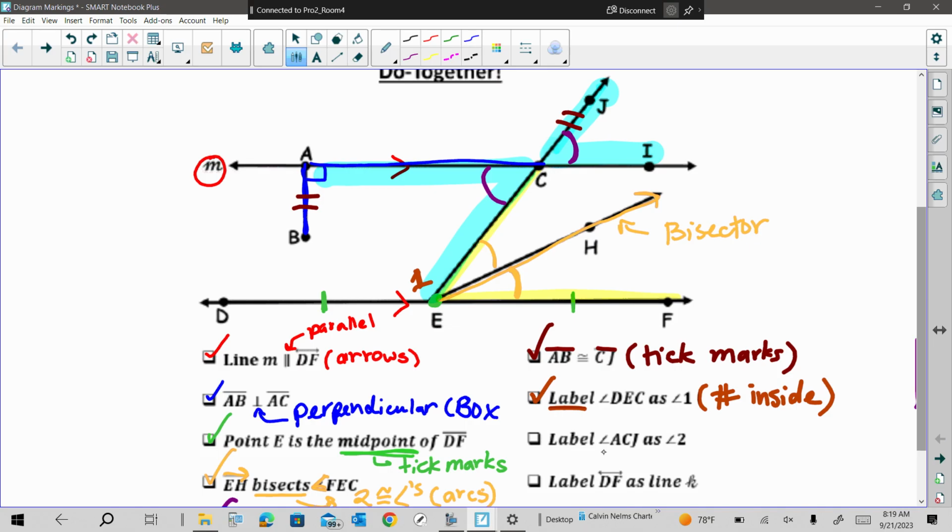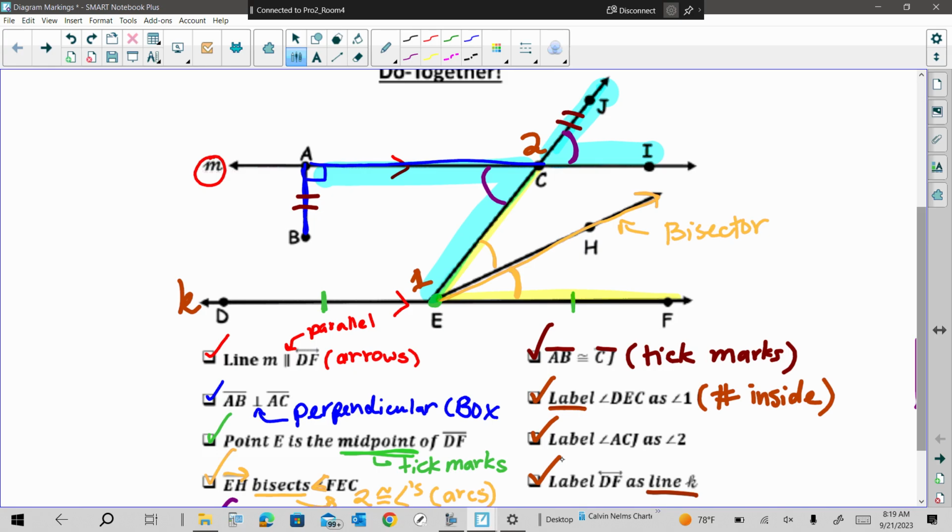Then they want us to label angle ACJ as angle 2. So I find that A to C to J, that's over here. I'm going to put the 2 in the interior of the angle. So I check that one off. And then they just want us to label line DF as line K. So that means we need to put a cursive K on this bottom line DF. And we did that one.